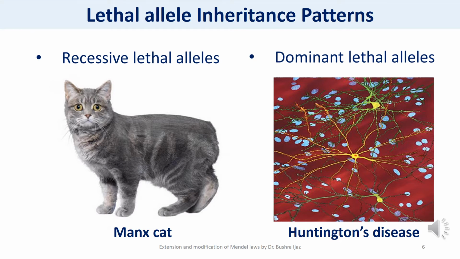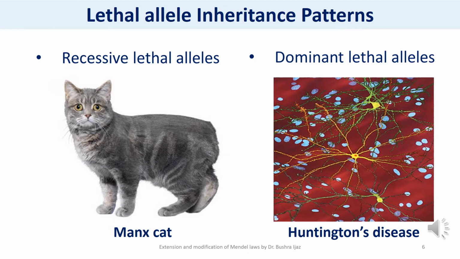A very good example is the Manx cat that you can see on the left side. Now, for the crosses between heterozygous individuals with the recessive lethal allele that causes death before birth, when homozygous, only wild type homozygotes and heterozygotes will be observed, and they are the ones that are going to survive. And the genotypic ratio is therefore going to be 2:1.